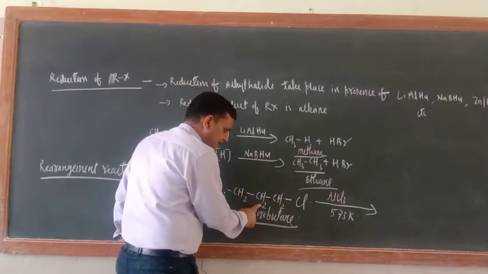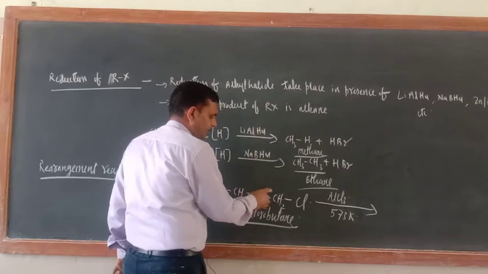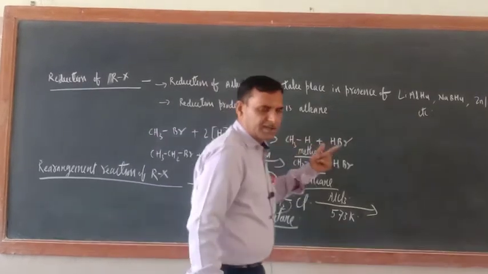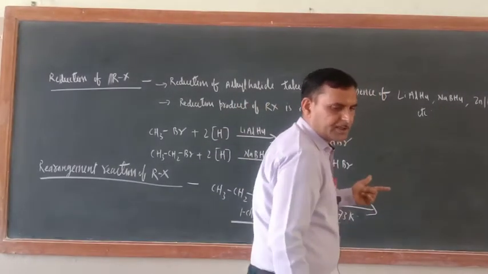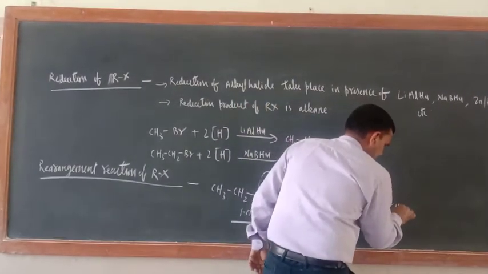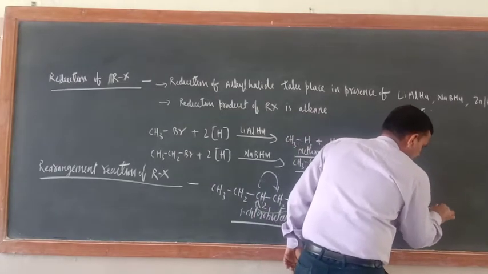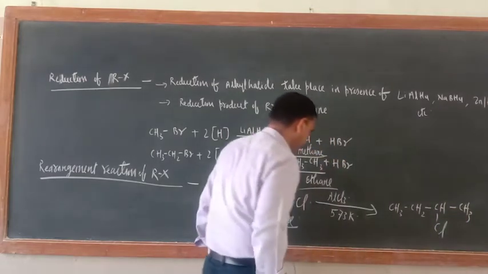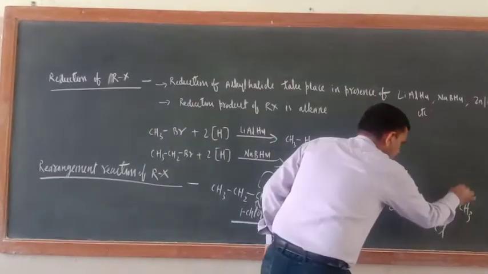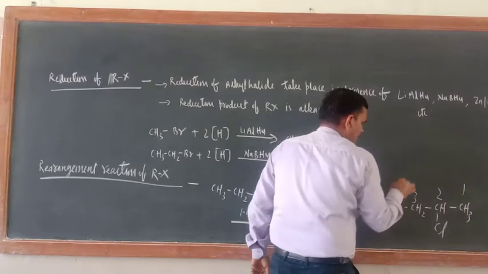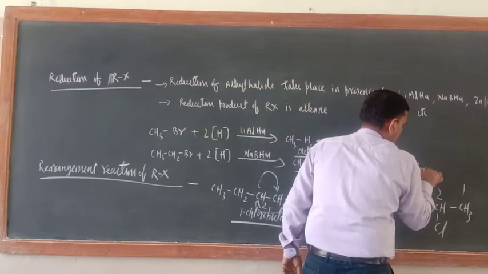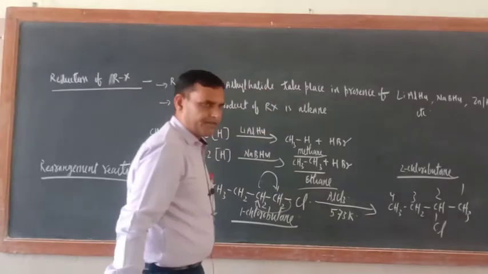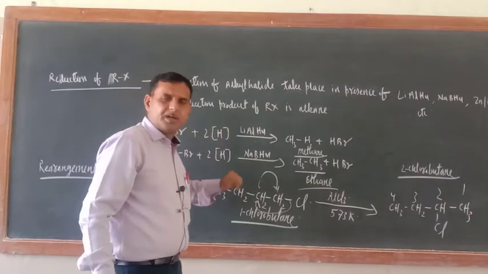If one H is shifted from here to here, and Cl is shifted here, then you will get 2-chlorobutane. Just see here, CH3 CH2, here CH, here CH3, and here Cl. So this is 1-chlorobutane, this is 1, 2, 3, 4, and this is 2-chlorobutane.